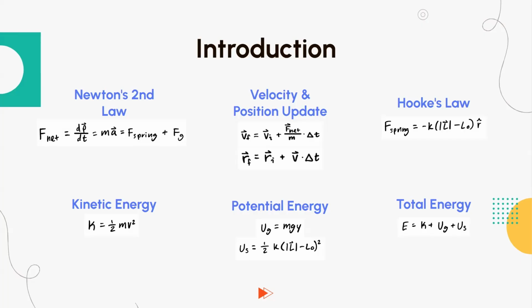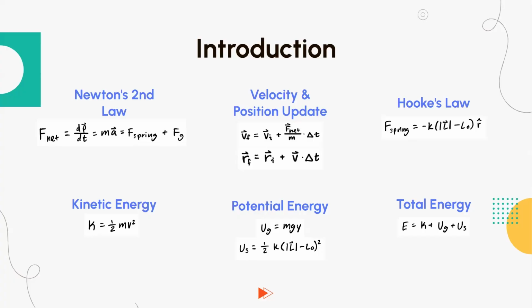The kinetic energy formula measures how much energy the object has due to its motion. The gravitational potential energy represents the potential energy an object has because of its position in a gravitational field. The spring potential energy is the energy stored in the stretched or compressed spring. The total energy is the sum of these energies, which should remain constant.